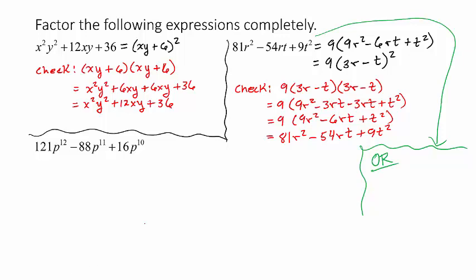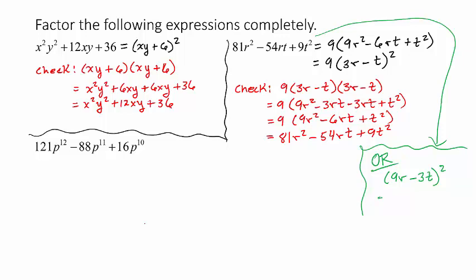So the square root of 81r squared is 9r, right? And the square root of 9t squared is 3t. And we've got a negative in the middle, so we have 9r minus 3t. And we're going to have that binomial squared when we factor. Okay, so is this the same thing as what we ended up with?